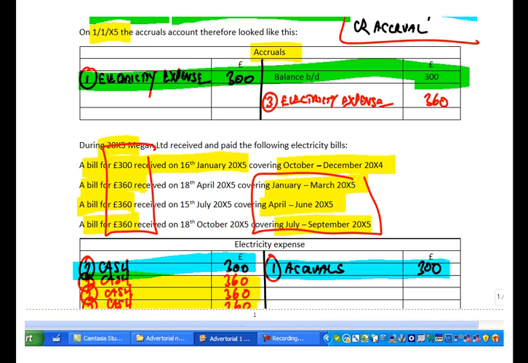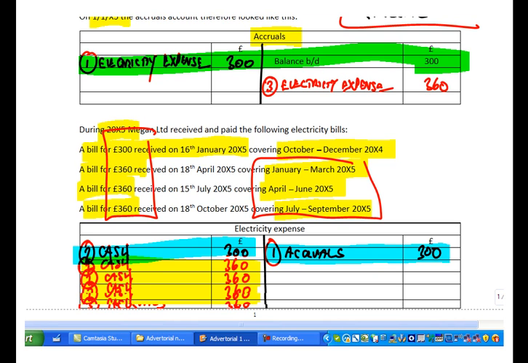So what you can perhaps see on the accruals account is that the reversal of the accrual got rid of the £300 that we'd brought forward, because that's no longer needed. And we've now posted a credit to show that actually we've got a remaining liability at the end of XD5 for that final bill, that 360, that we're not going to be paying until January. So that's the third of our 3 steps.